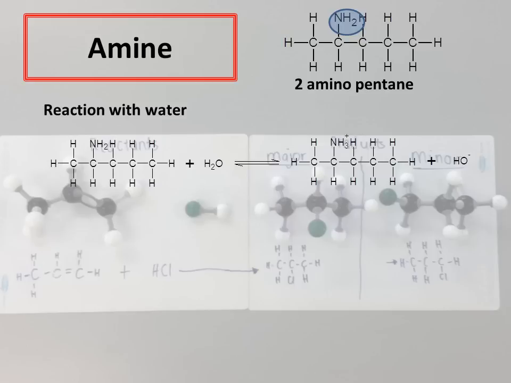Incidentally, if you put an amine in water, because it's a weak base, it would make OH- ions, and then you could test it, say with litmus paper or universal indicator, and it would make the paper go blue or the universal indicator go blue, and that would be a test to see whether an amine was present.